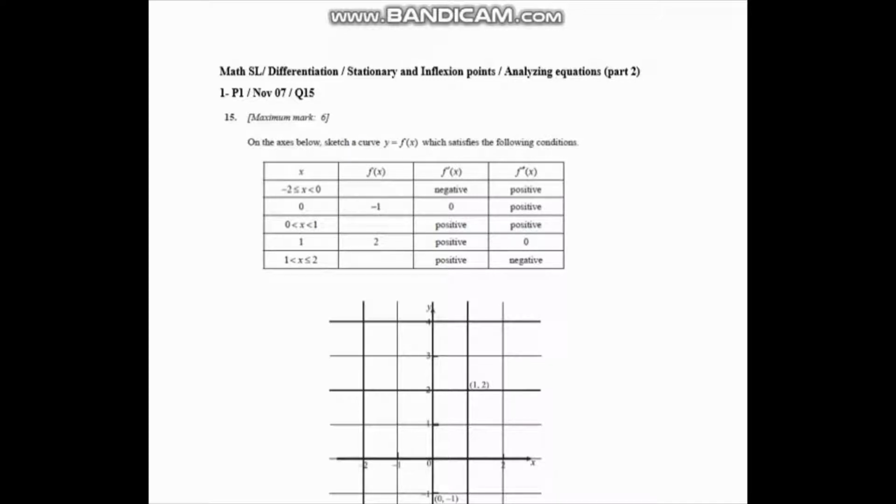So question 1 came in paper 1 November 2007, question number 15. Kindly take a minute to pause the video, attempt to solve, and my explanation shall follow shortly. So we are given some data about f of x, f dash and f double dash, and we are required to sketch f of x. So let's carry out some analysis based on the given data.